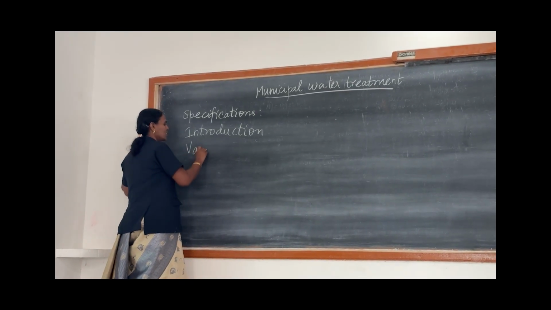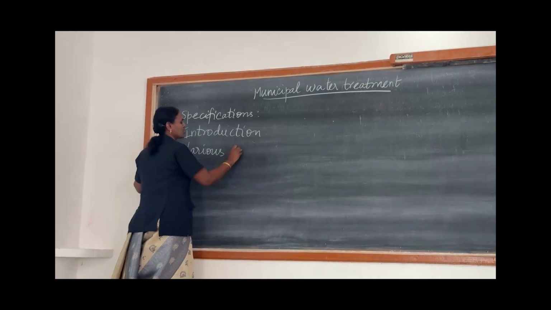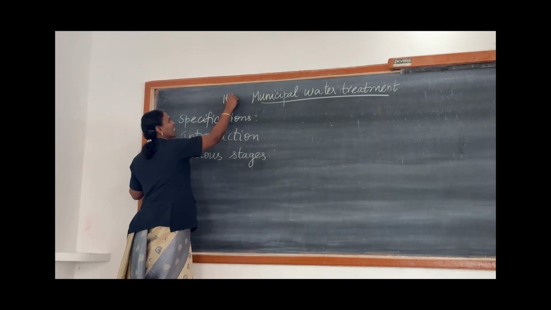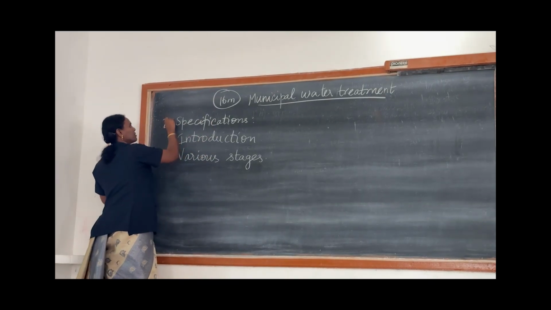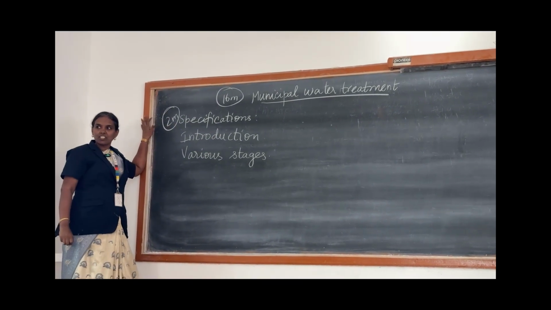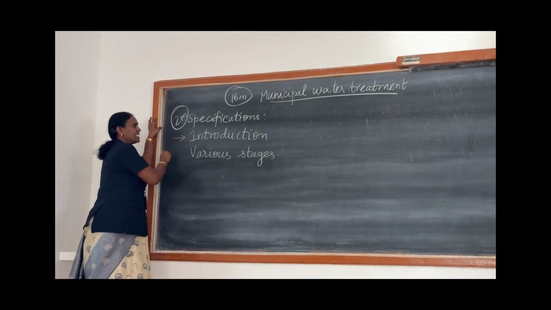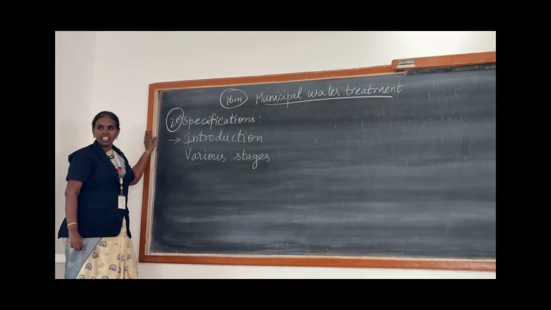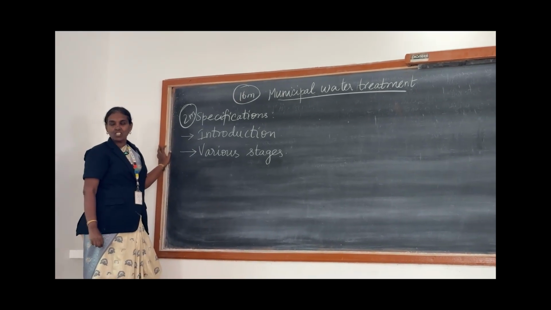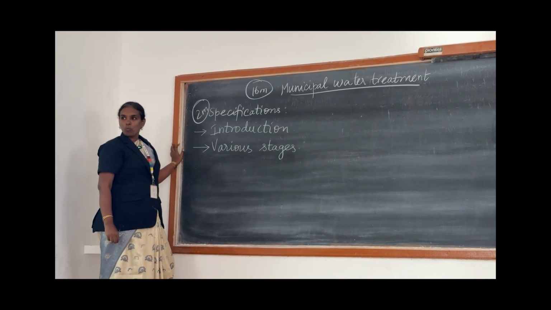Then the next point is various stages. This is a Part B question, a 16-mark question. Sometimes they can ask the specification of water as a 2-mark question. So the first side heading you can write as introduction. Next side heading, we are going to see what are the various stages in the municipal water treatment.